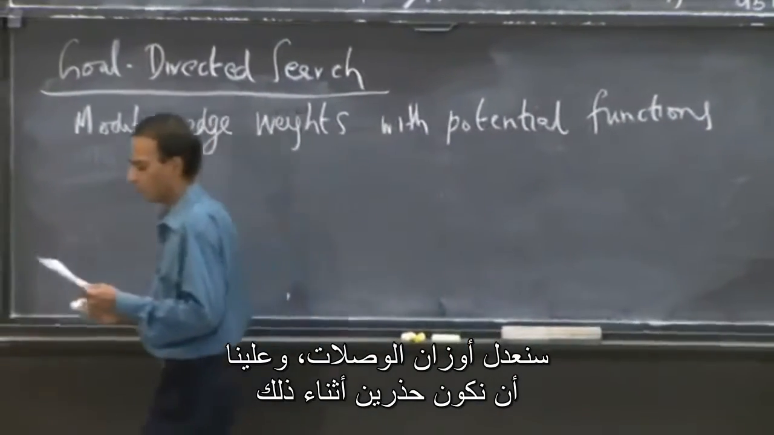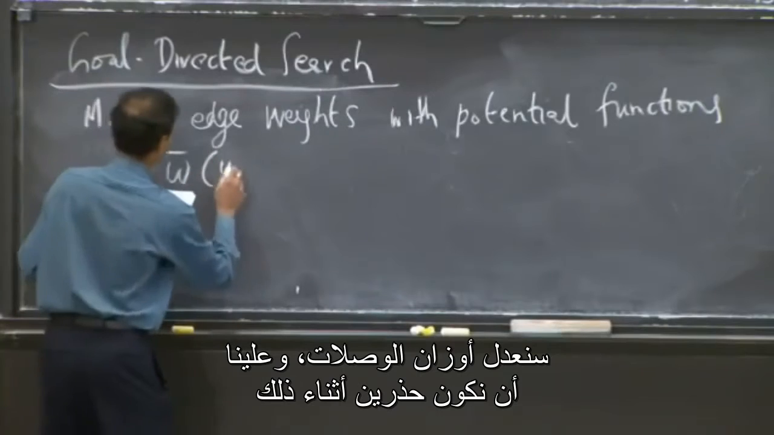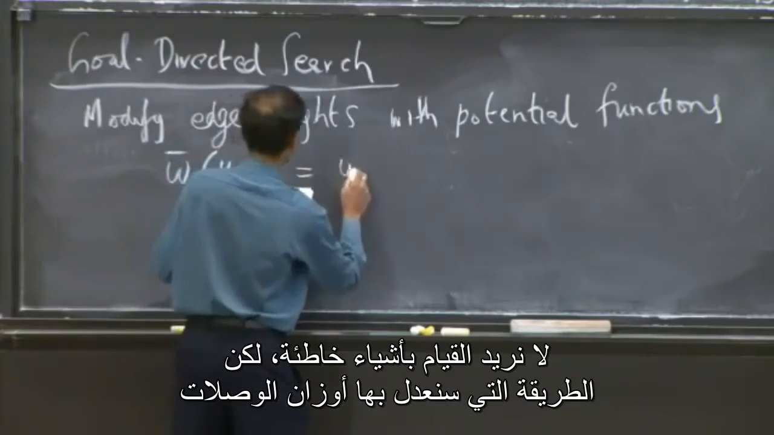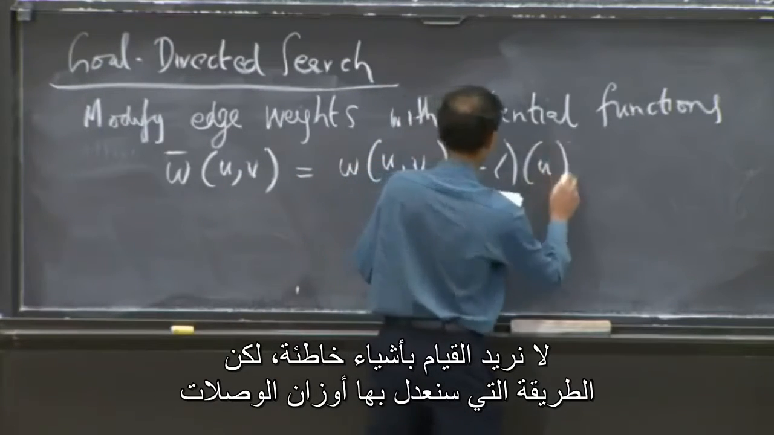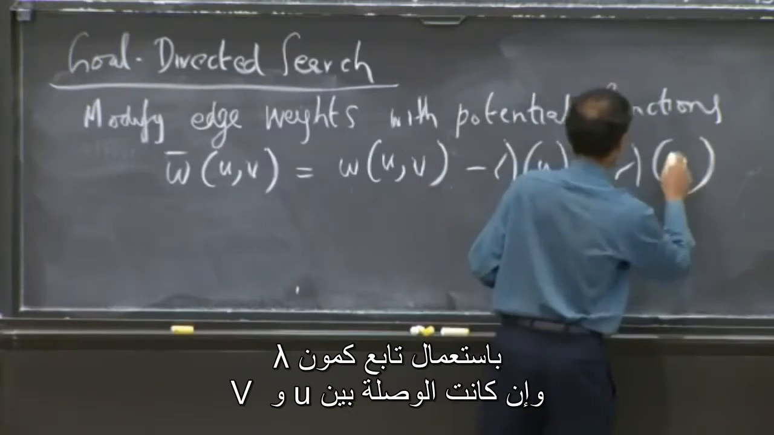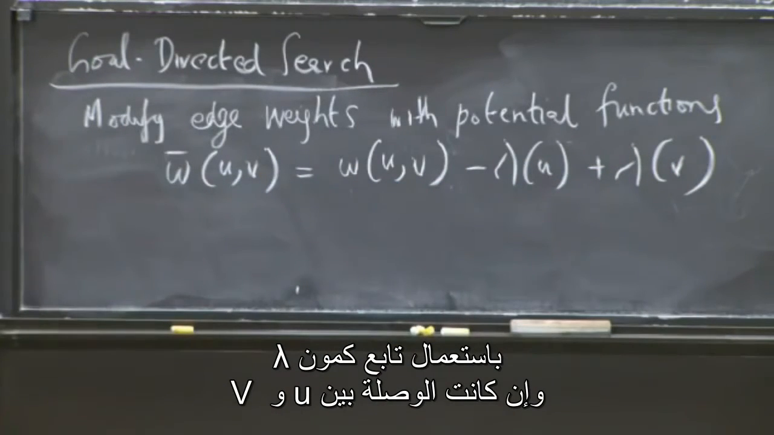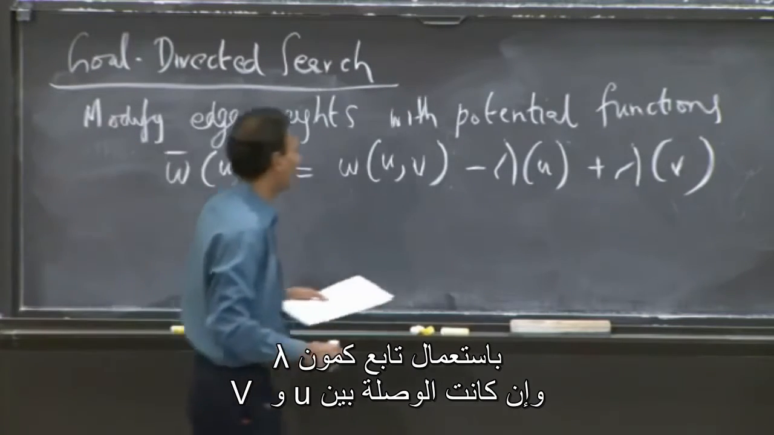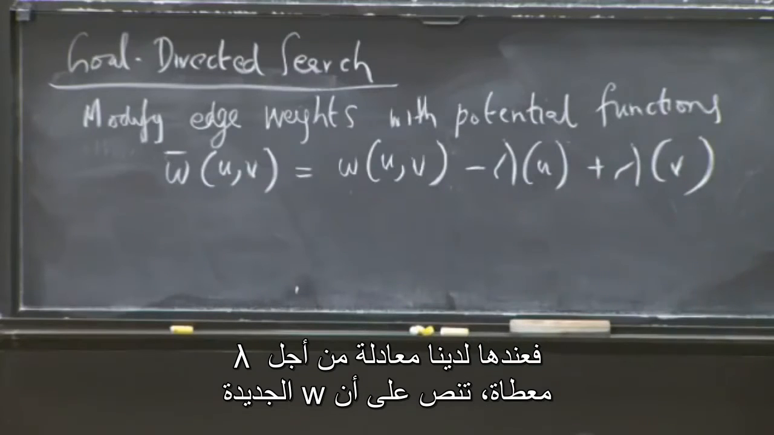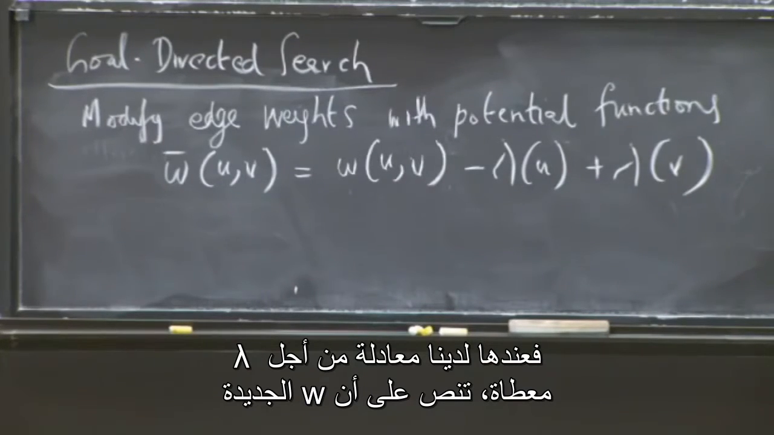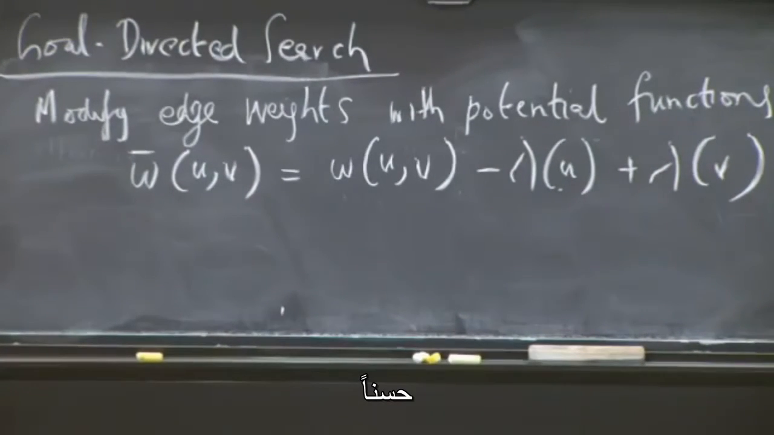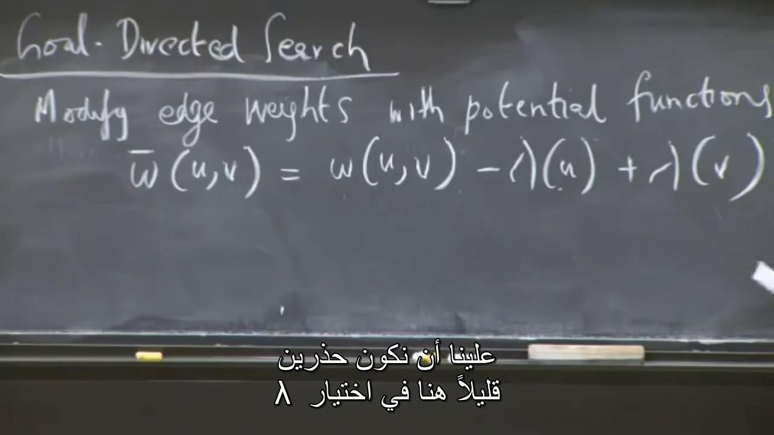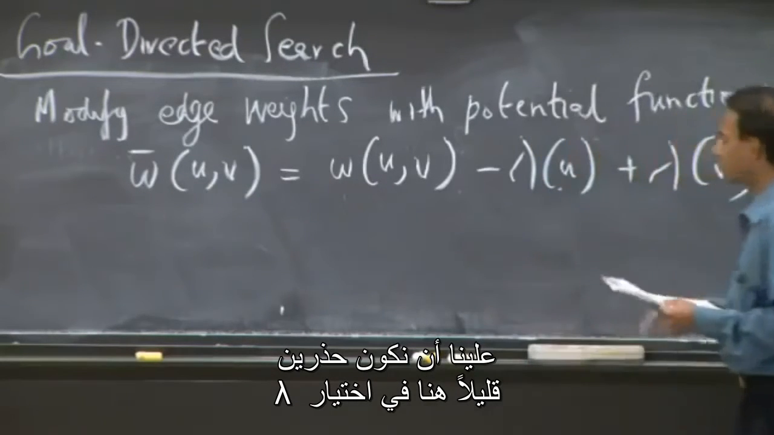Okay. So we're going to modify the edge weights, and we have to be careful when we do this, obviously. We don't want to do things that are incorrect. But the way we're going to modify the edge weights is by having some sort of potential function that corresponds to lambda. And if the edge is between u and v, then given a lambda, the new w bar is w_uv minus lambda_u plus lambda_v. Okay? Now, we have to be a little careful here with respect to the choice of lambda.